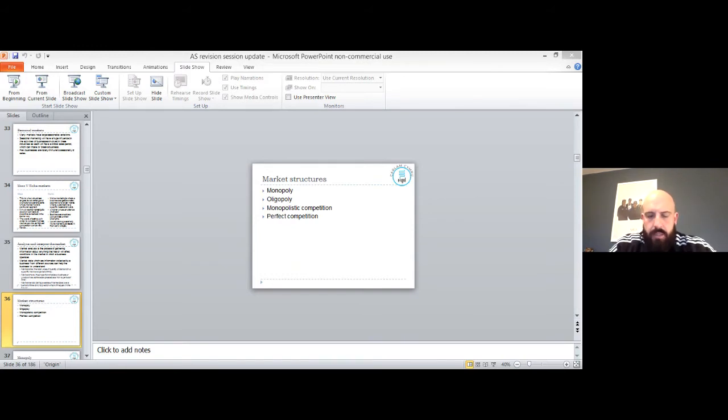Essentially, as the price decreases, the quantity demanded is going to increase. So what you've got also, as one of the key terms, is effective demand.